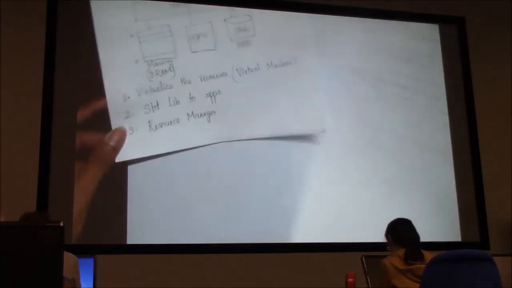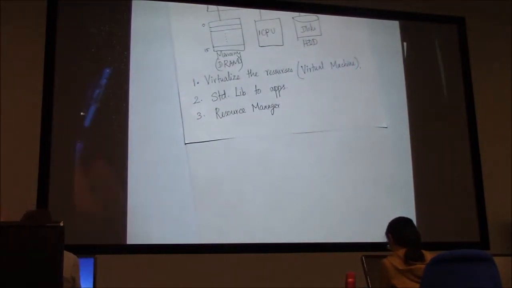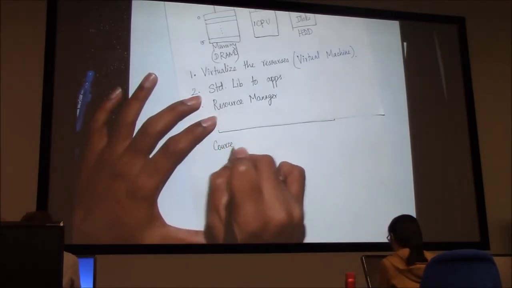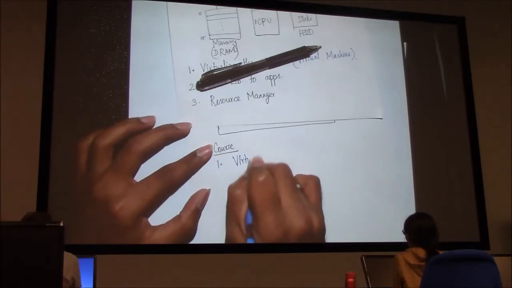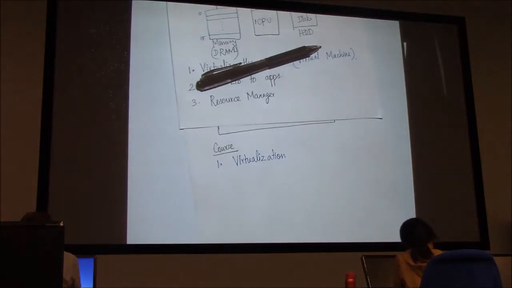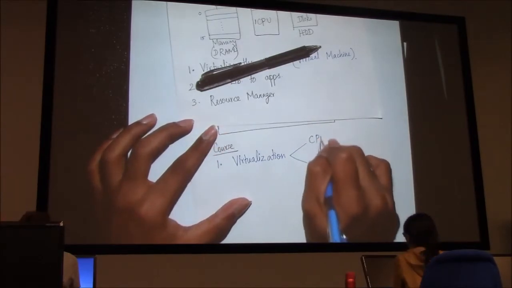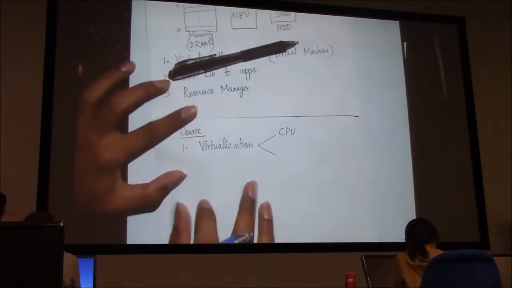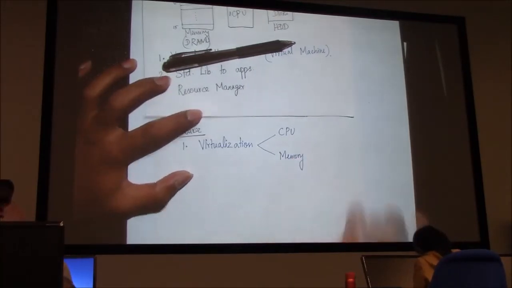So in our course, the way our course is organized is in this way. In the first part of our course, we are only going to discuss virtualization, or we are going to view the operating system as a virtual machine and see how it helps us to virtualize two main resources. The first is the CPU, so we will discuss how the operating system virtualizes the CPU, and the second is how the operating system virtualizes the main memory, or the RAM.